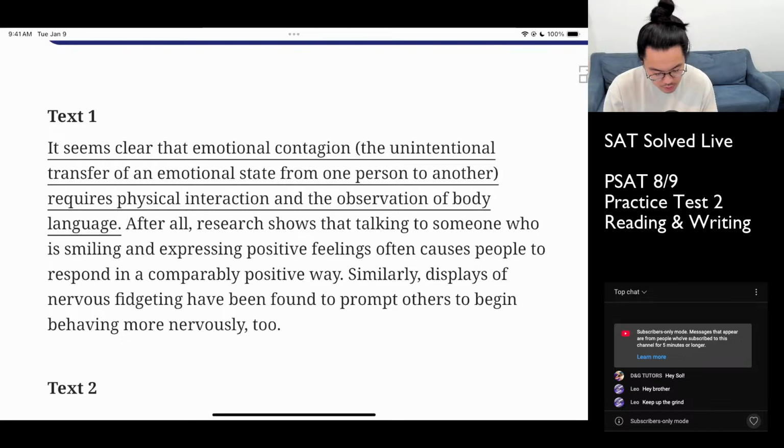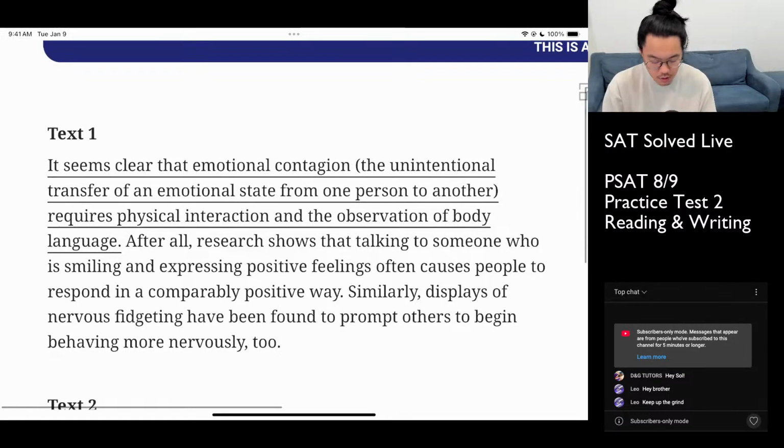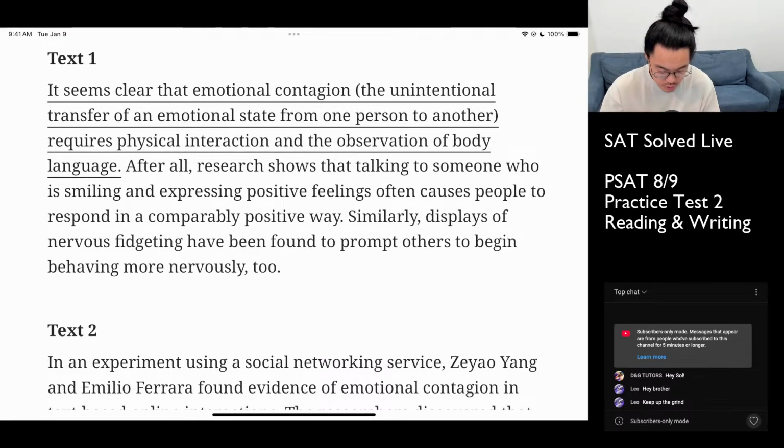Text 1, it seems clear that emotional contagion, this is cross text, by the way, so we're going to have to get this reaction to this. Emotional contagion requires physical interaction, observation of body language. After all, smiling, positive feelings, comparative positive language. Okay, but probably the opposite position is you can just hear from their voice. Nervous fidgeting, good.